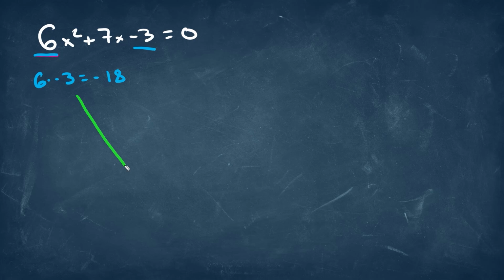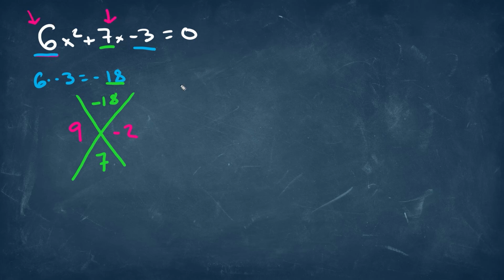And from there, we can actually use the diamond method, and we're going to put that minus 18 at the top, and then we're going to put our 7 at the bottom. This is going to give us two values, a 9 and a negative 2. However, for this example, because of the 6 out in the front, the 9 and the negative 2 are going to be associated to the 7.